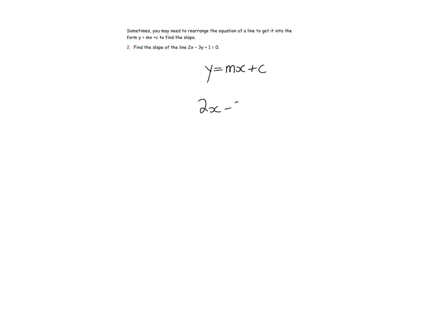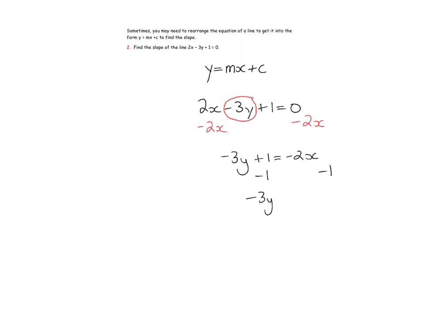So we have 2x minus 3y plus 1 is equal to 0. The only thing we want to keep on the left hand side is the y. We're going to bring everything else to the right hand side. So we'll start with the 2x. We're going to minus 2x from both sides, and we'll be left with minus 3y plus 1 is equal to minus 2x. Now we also need to get rid of the plus 1, so we can take 1 from both sides. And we'll be left with minus 3y is equal to minus 2x minus 1.